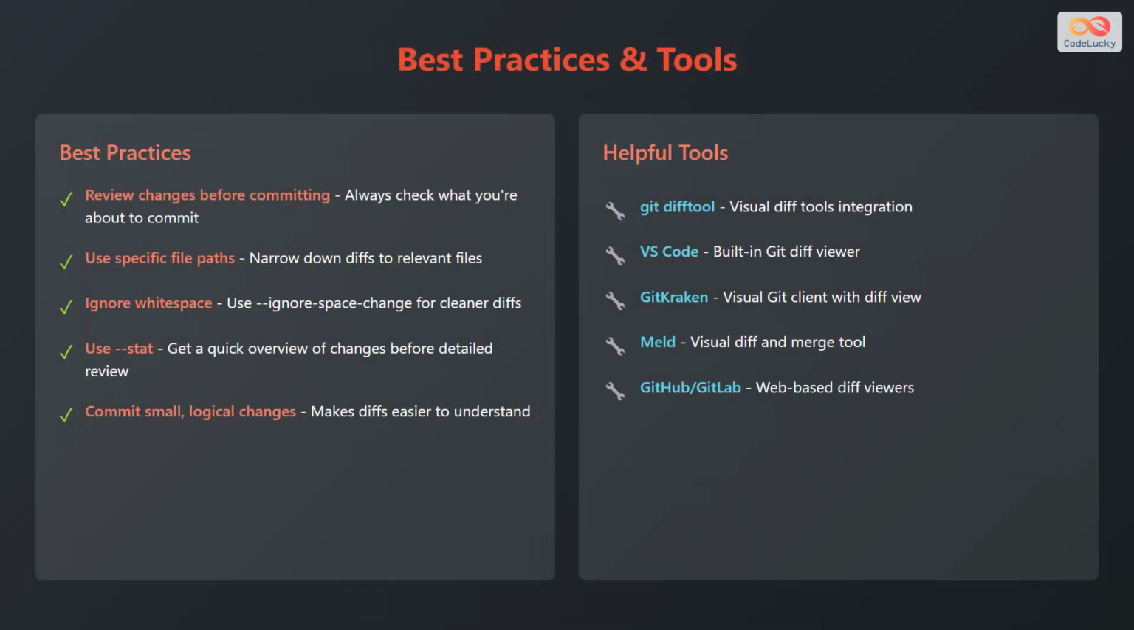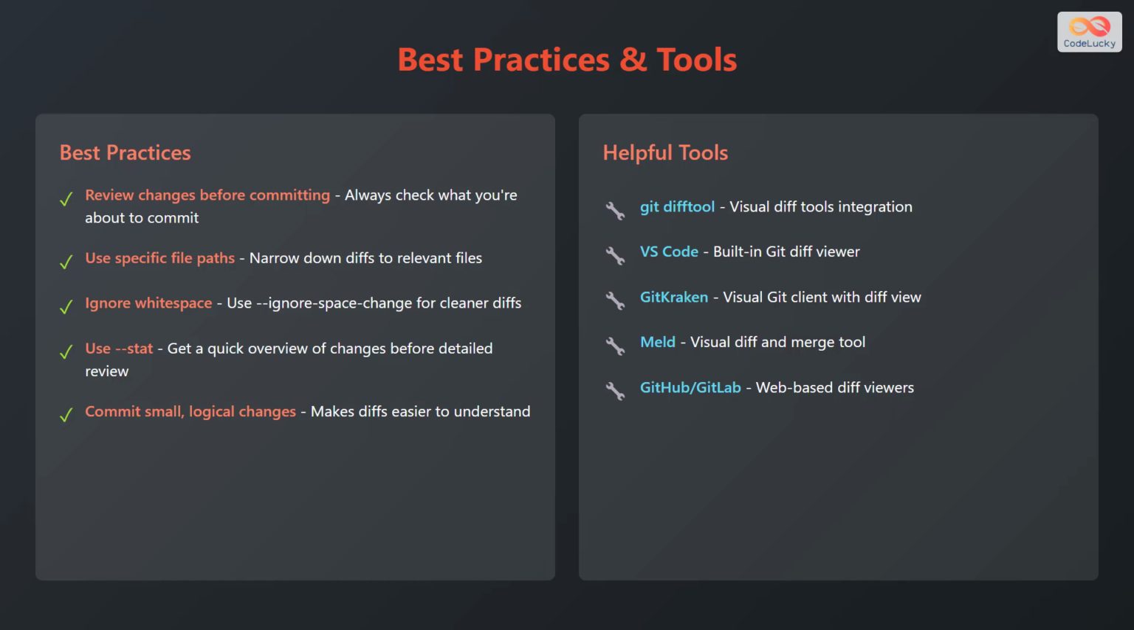Let's wrap up with some best practices for using Git Diff. Always review changes before committing. This helps catch errors and ensures you're committing the right code. Use specific file paths to narrow down diffs to relevant files, making the output easier to manage. Use --ignore-space-change for cleaner diffs, focusing on content rather than white space. Use --stat to get a quick overview of changes before a detailed review. Lastly, commit small logical changes to make diffs easier to understand.